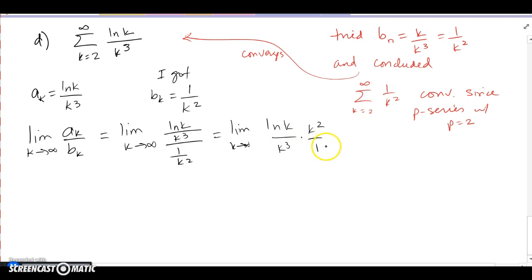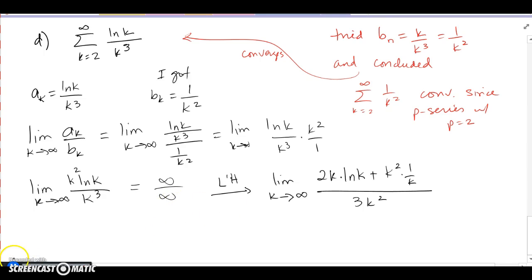Simplify this a little bit, and we're going to have to analyze this limit. When we analyze this limit, it looks like it's going to be big over big, so we're going to have to apply L'Hopital. So we apply L'Hopital's rule: derivative of the top, derivative of the bottom. Let's see what happens. It looks like I end up with this expression, which still is going to be infinity over infinity. Let's try it one more time.